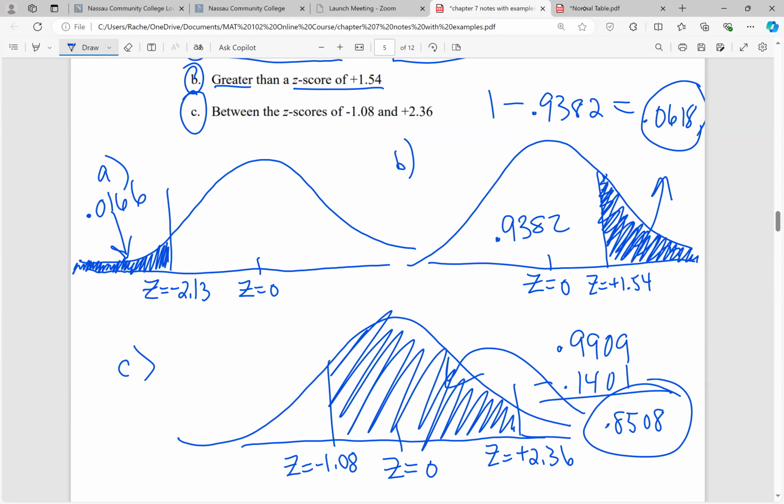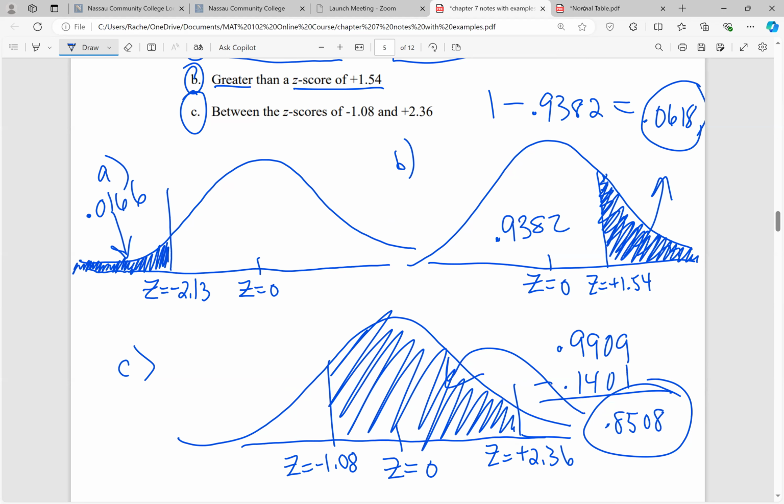So that's how we use the normal table. It's not difficult. Once you get the hang of it, then it just starts to flow. What's nice about the normal table is that it's already programmed into your calculator, the TI-83 or the TI-84. So honestly, you don't even need to use the normal table if you don't want to. If you want to go right to the calculator and find these areas, I'm going to show you how to do that in the next lecture.